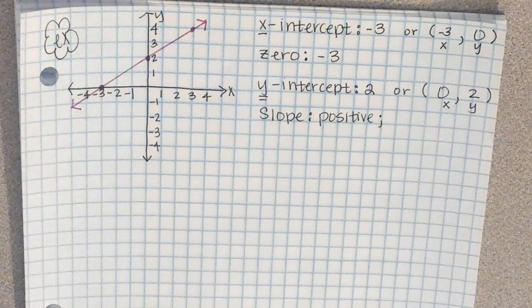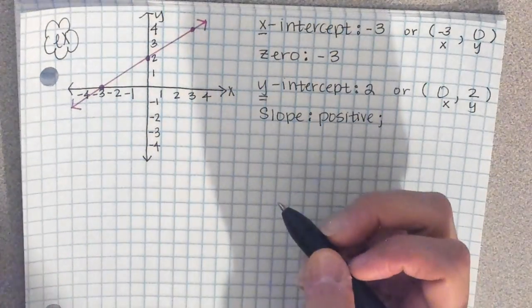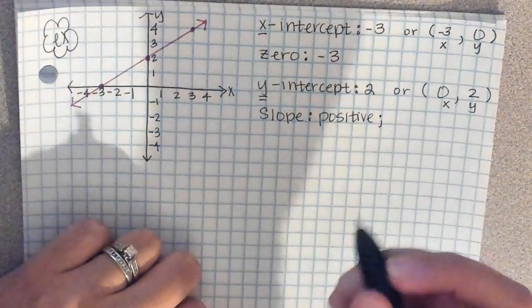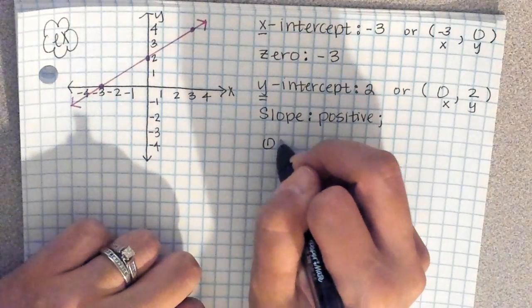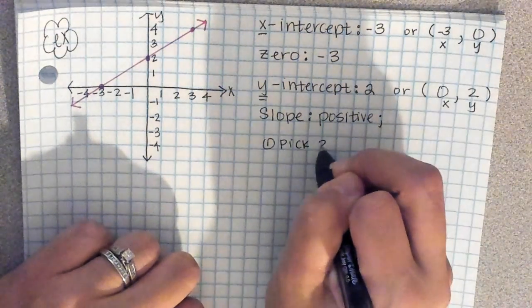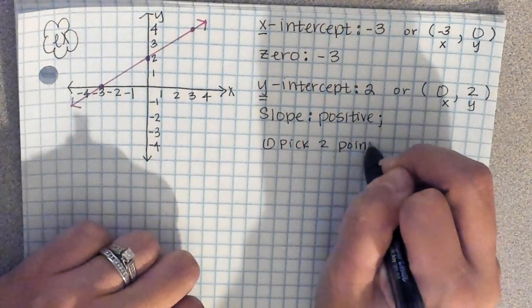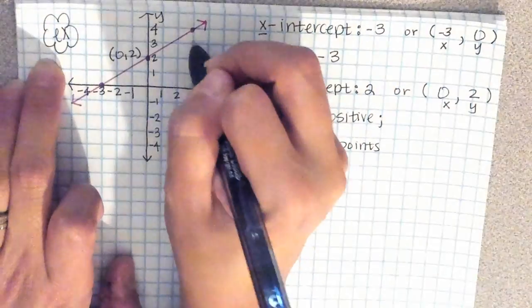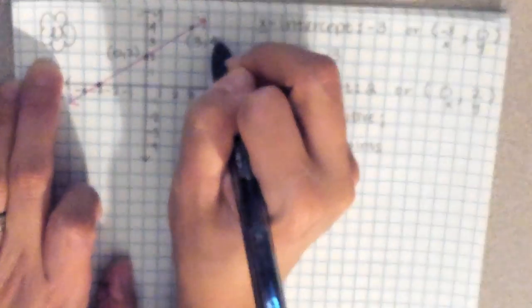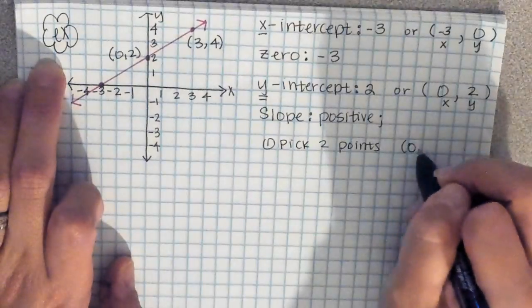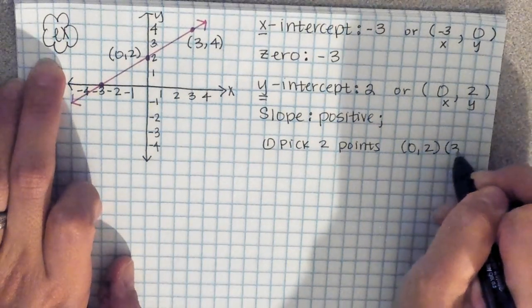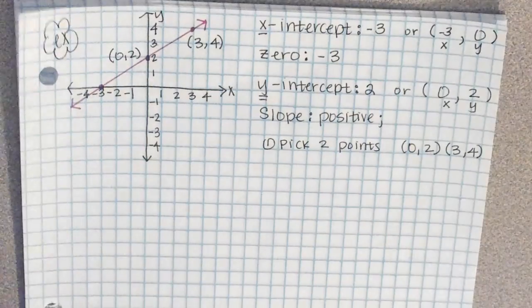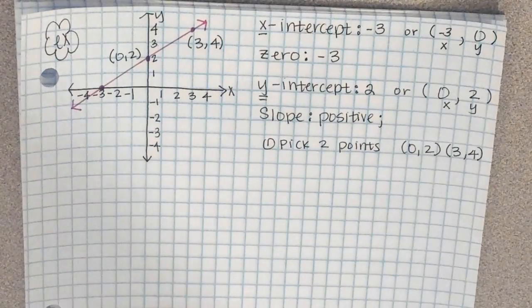All right, so this next part again is the new method I'm going to show you. Maybe it clicks, maybe it doesn't. And it's 5 steps to doing it. Not hard steps though. First step is pick 2 points. So I'm going to pick 0, 2 and 3, 4. You just have to pick 2 points on the line.